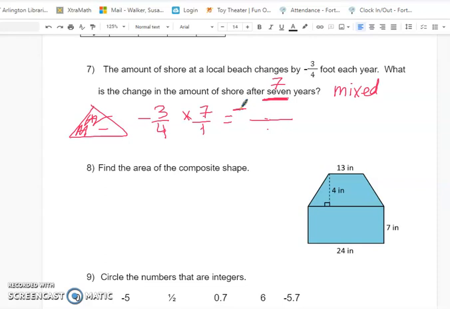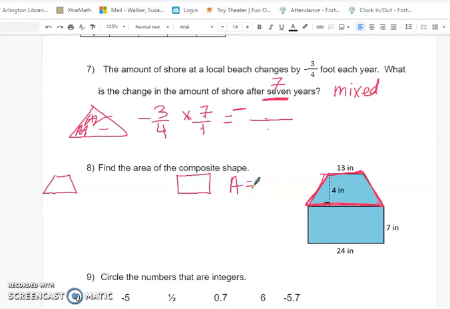Okay. Number 8, find the area of the composite shape. So again, we have 2 shapes. So this one we haven't done a lot of. We have a trapezoid here. Okay. We want to make sure we can do these. I love trapezoids. Okay. And we have a rectangle. So we have a trapezoid and we have a rectangle. I'm only going to do one of these with you. You're going to do this one alone.